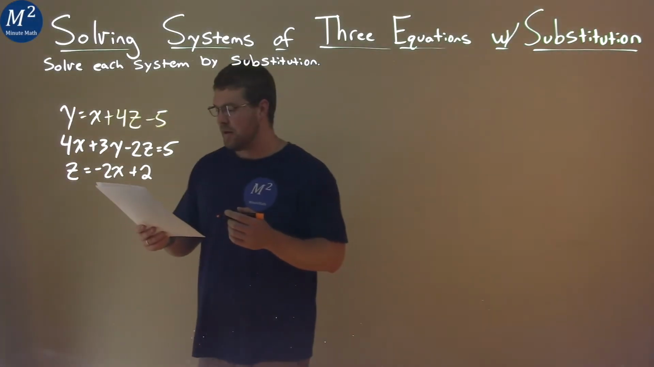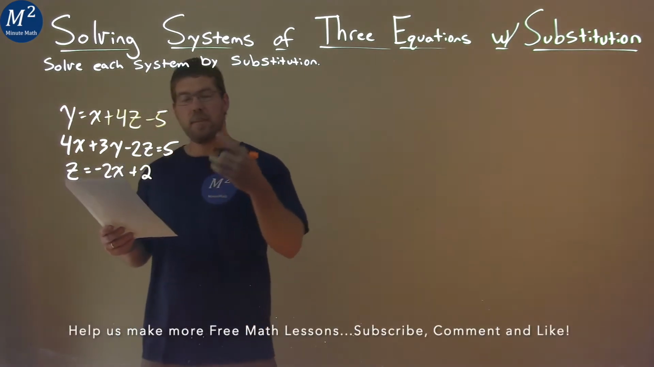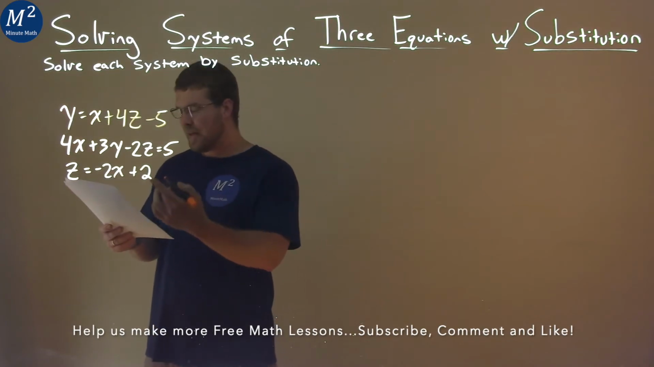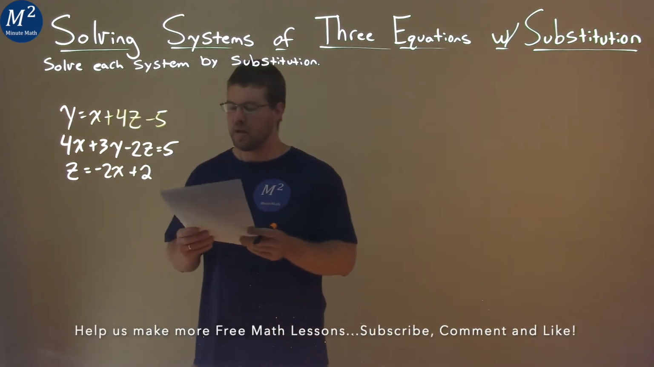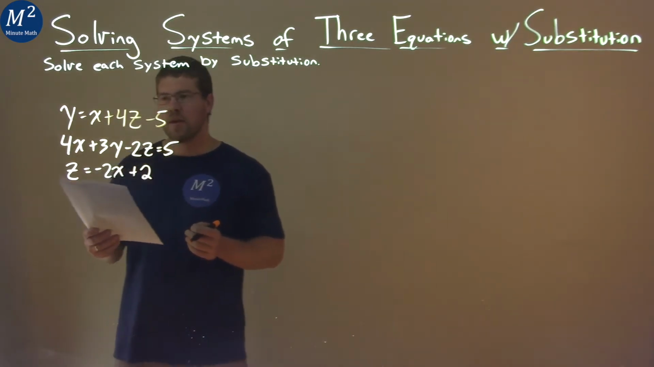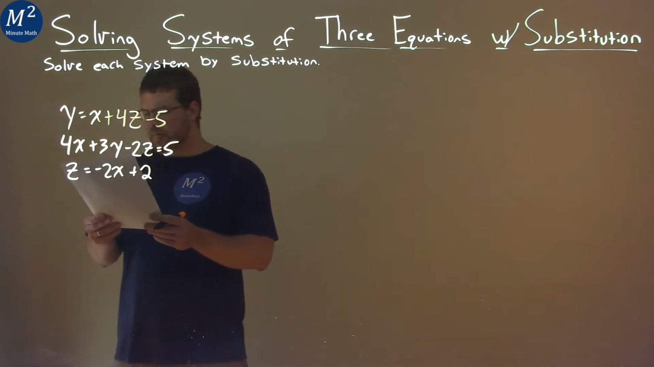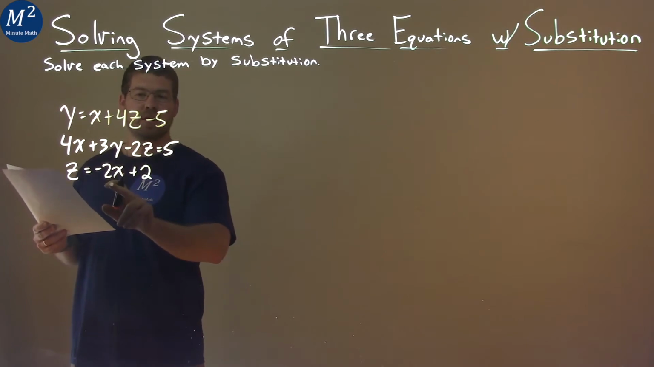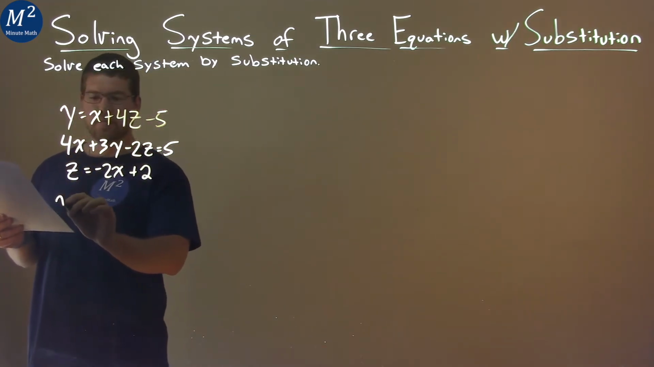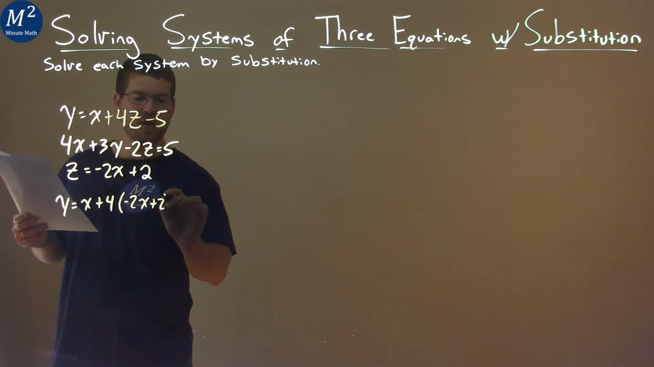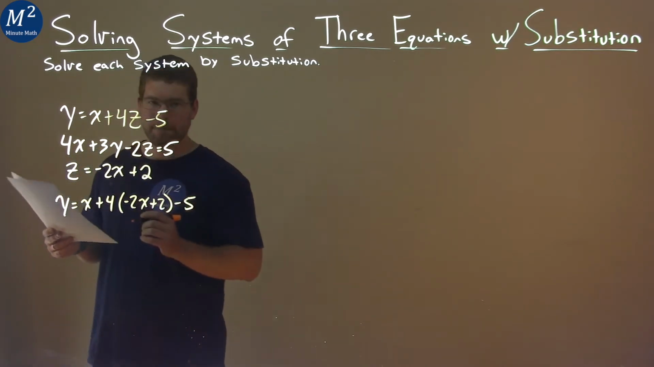We're given this problem right here. y equals x plus 4z minus 5, 4x plus 3y minus 2z equals 5, and z equals negative 2x plus 2. And we want to solve this system by substitution. Well, the first thing I'm looking at here is I want to get y, so I have y in terms of x and z, and I have z by itself. So I'm going to take that first equation, y equals x plus 4z minus 5, and instead of z, I'm going to put what we have here, negative 2x plus 2, and we minus 5 there, okay?